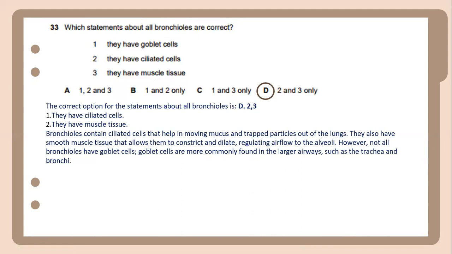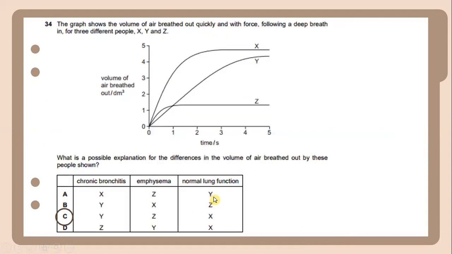33, which statement about all bronchioles is correct? The correct ones are number 1, they have ciliated cells, and number 3, they have muscle tissue. Bronchioles contain ciliated cells that move mucus and trap particles out of the lung. They also have smooth muscle tissue that allows them to contract and dilate, regulating airflow to the alveoli. However, not all bronchioles have goblet cells. Goblet cells are more commonly found in the large airways such as the trachea and bronchi.